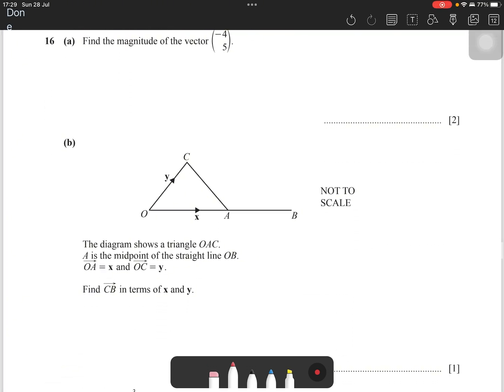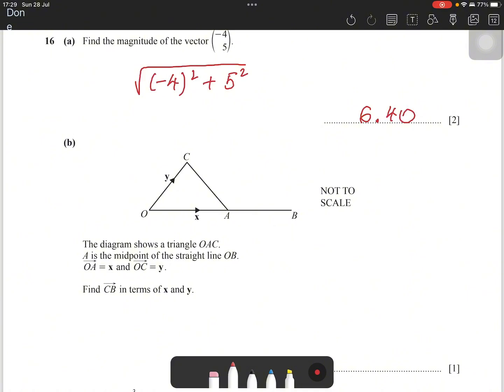Question 16a. Find the magnitude of the vector (-4, 5). So the magnitude is equal to the square root of -4 squared plus 5 squared, and the answer is 6.40.